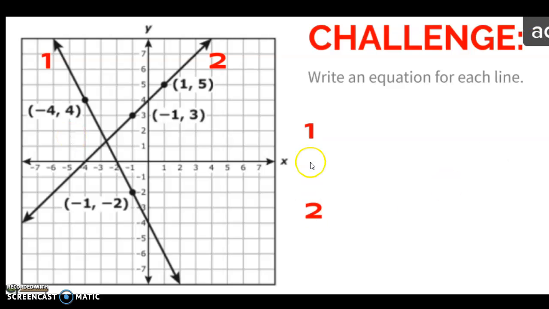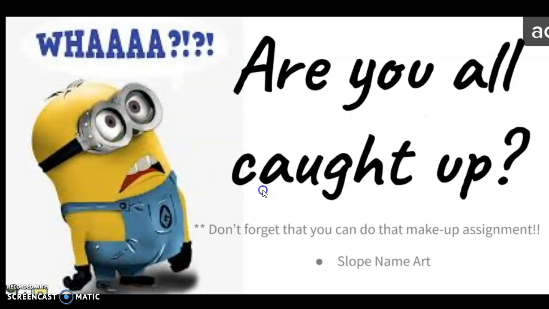Slide 11 is a challenge. Now you have a picture of the graph with your lines on it. You are trying to come up with or write an equation for each of your lines. Okay? And you can write them in slope-intercept form. The last slide just asks if you are all caught up.